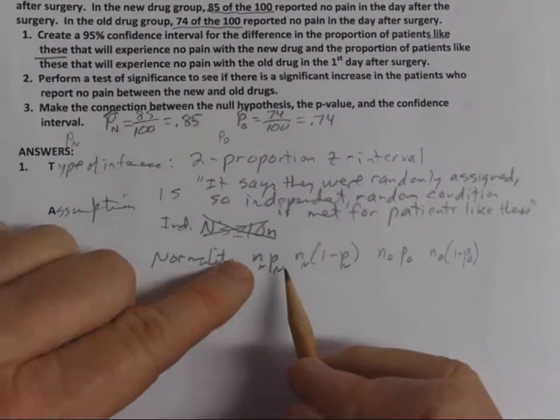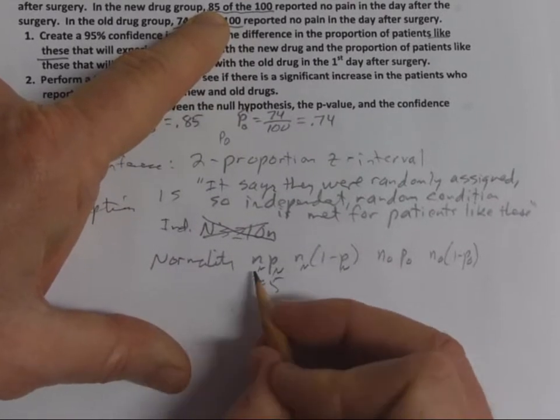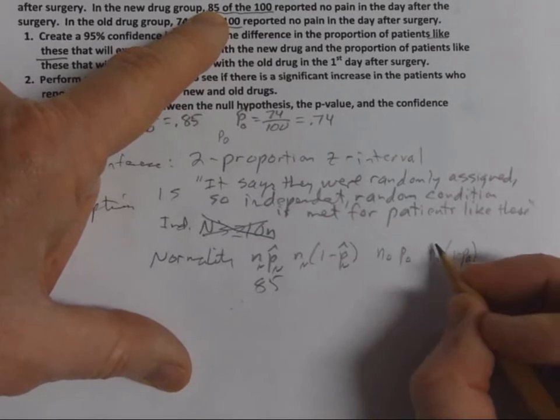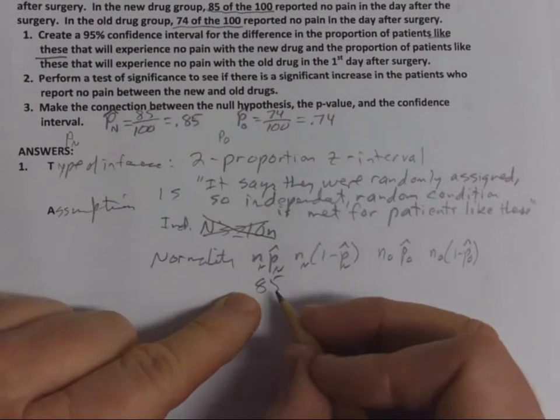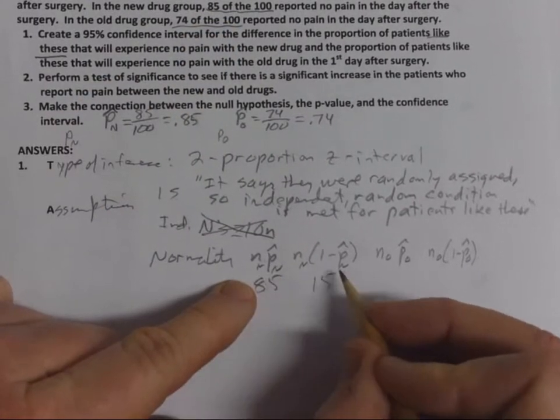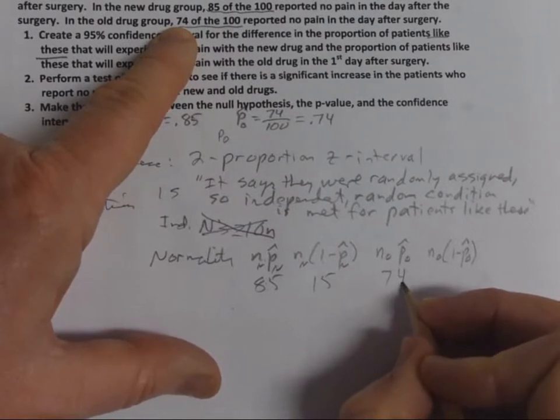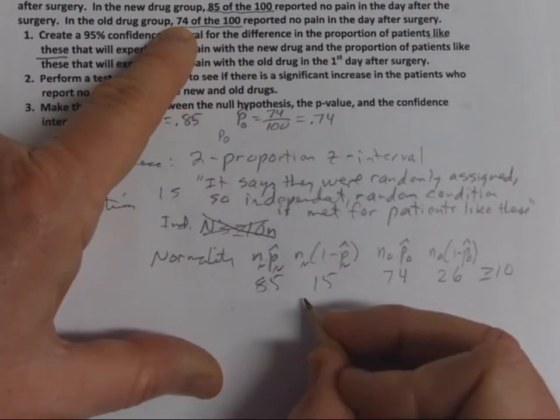So this n times p, that's in essence our number of successes, 85. I mean, n is 100, and that's 85 over 100, and these are hats. Sorry, these are hats, because we don't know the population values. If we did, all this would be pointless, because that's the whole thing. We're trying to estimate the population values. So this would be 85 successes and 15 failures. That's our number of successes and failures for the first group, and this would be 74 successes and 26 failures. They are both greater than or equal to 10, so thus normality is met.